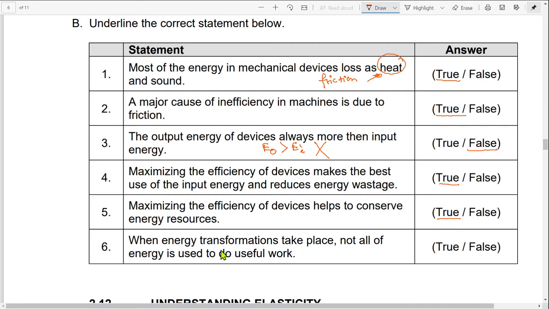And lastly, when energy transformation takes place, not all of the energy is used to do useful work. So if this is true, yes, this is true. That's why our efficiency in the real world will be very difficult to reach 100%. So not all of the energy is used to do useful work. Some will be lost to the surrounding.